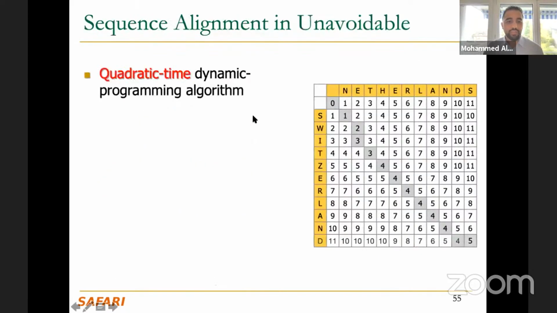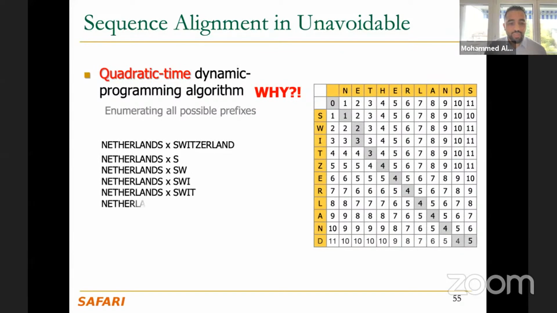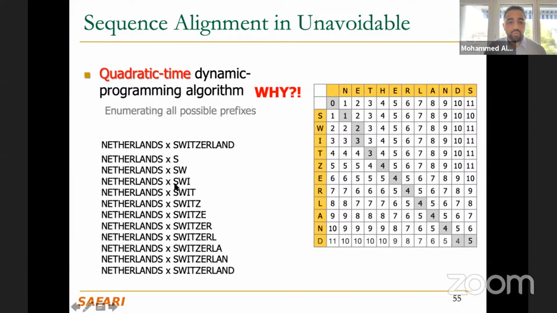Dynamic programming algorithms are really good. Why is that? Think about this example. You want to compare Netherlands and Switzerland. You need to take Switzerland and compare it with S, with SW, with SWI, with SWIT, and so on. So you see that there are redundant computations. You already compared with the S, but then you need to compare with the S again, and then with the W, and then with the SW again. For that, dynamic programming is the perfect solution to not repeat the same operation.